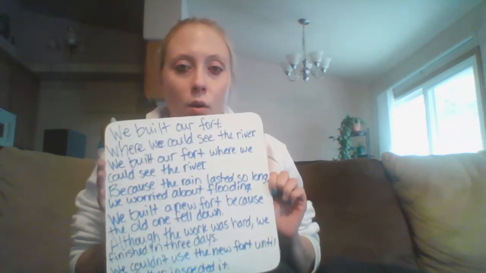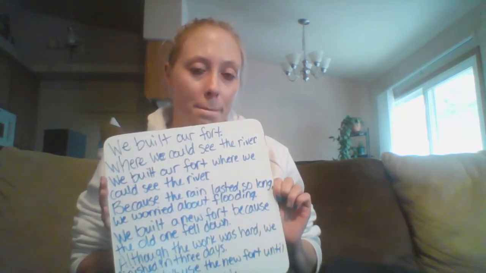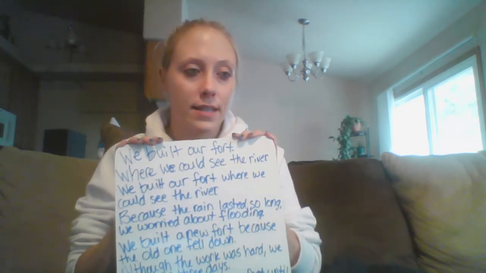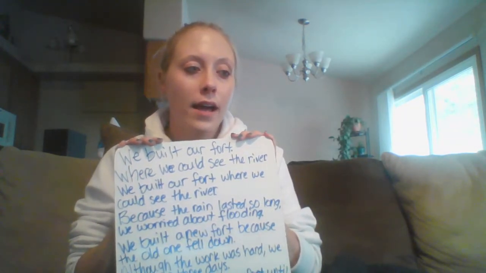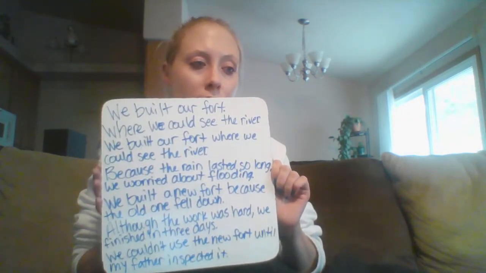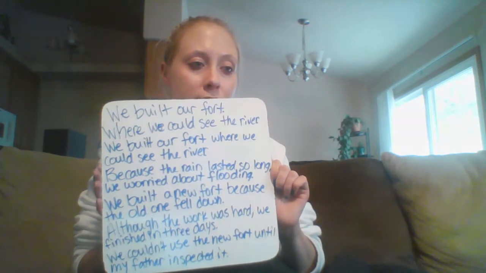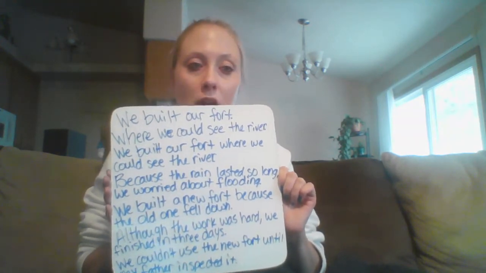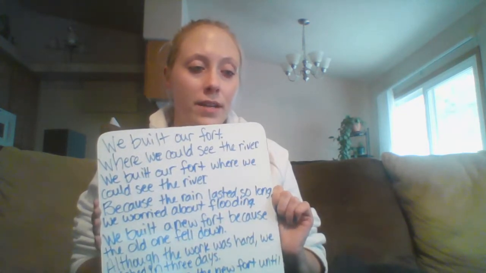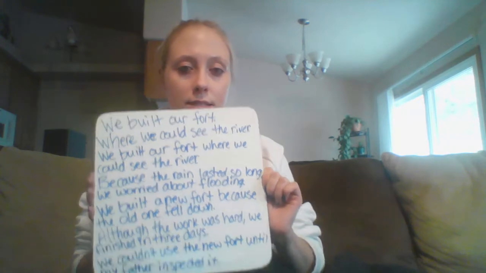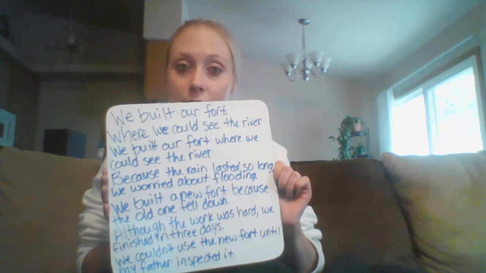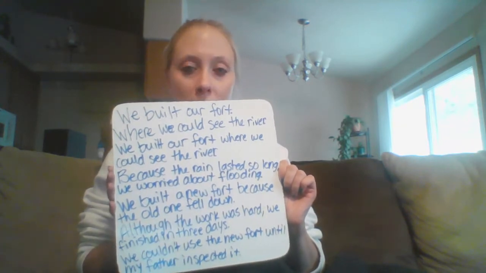Okay, so the next one, where we could see the river. All right, the next one is a complex sentence. It contains an independent clause and one or more dependent clauses. We built our fort where we could see the river. That would be a complex sentence. Next is use a comma after the dependent clause when it comes at the beginning of a sentence. And our last example is: because the rain lasted so long, then there's the comma, we worried about flooding.